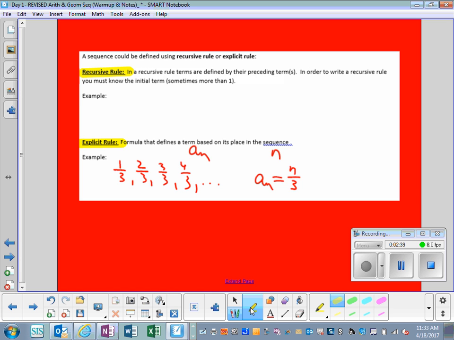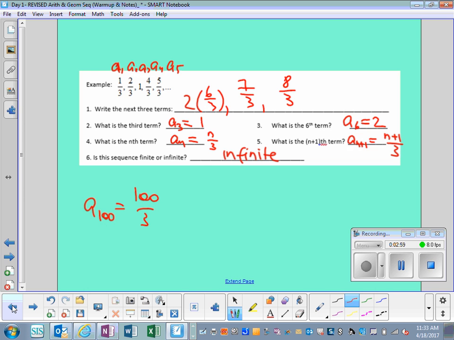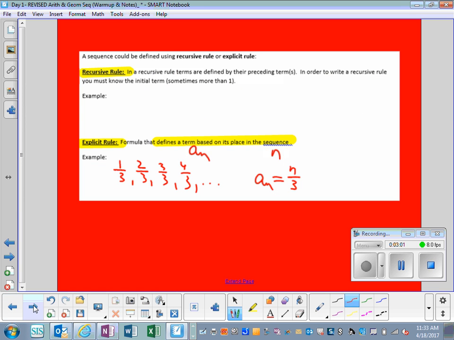Wait, I have a question. So, an equals n over 3, is that the rule, the formula? Yes, that's the formula. So, is that only for infinite sequences, or can that be used for finite as well? Finite, yes. It could be used for finite, but this particular rule is only for this particular sequence, right? It's not for every sequence. Okay. Every sequence will have its own pattern, its own rule, its own formula.